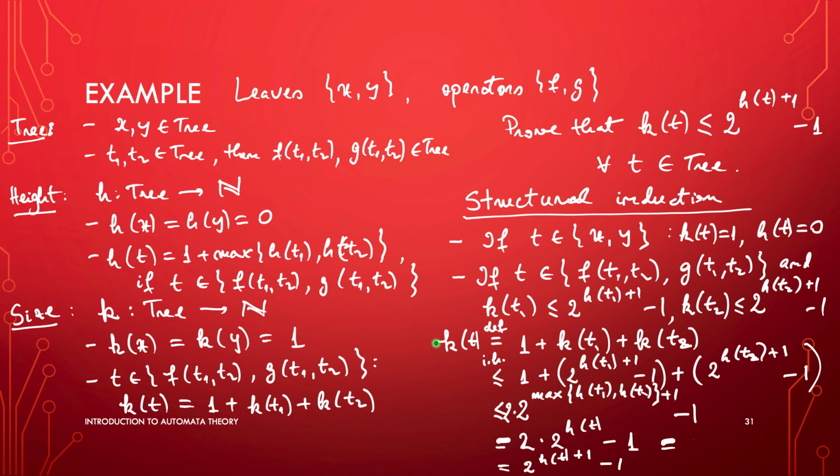We started with the size of T, and doing a number of calculations, we ended up with the conclusion that the size of T is smaller than or equal to 2 to the power the height of T plus 1, minus 1. And that's exactly the property that we had to prove. So again, by structural induction on the set of binary trees, we get that this property holds for all binary trees.